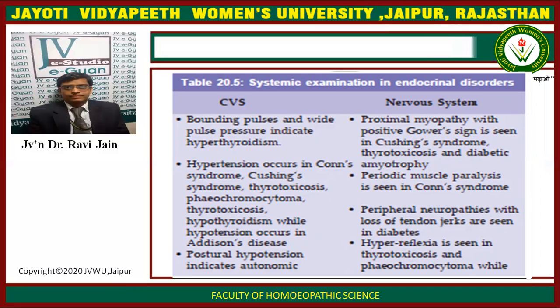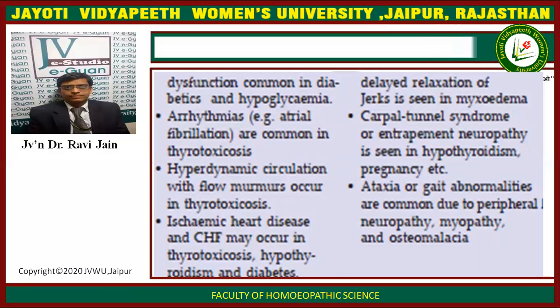If a patient comes to you with hyperreflexia, it is seen in thyrotoxicosis and pheochromocytoma, while delayed reflex jerks are seen in myxedema. In CVS, if the patient is coming with arrhythmias, that is atrial fibrillation, it is commonly seen in thyrotoxicosis. Hyperdynamic circulation with flow murmurs occurs in thyrotoxicosis.